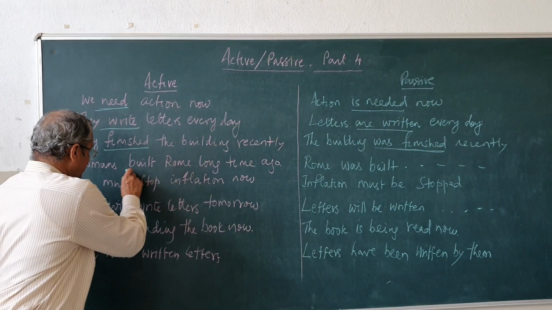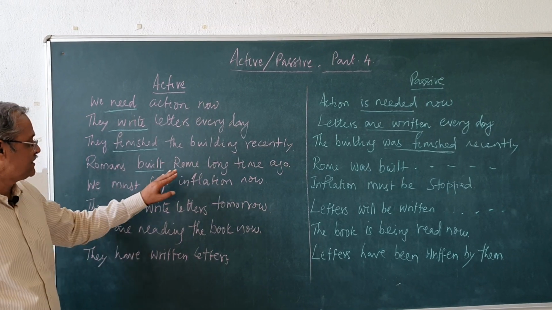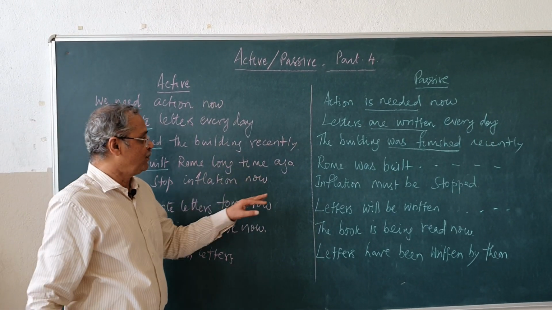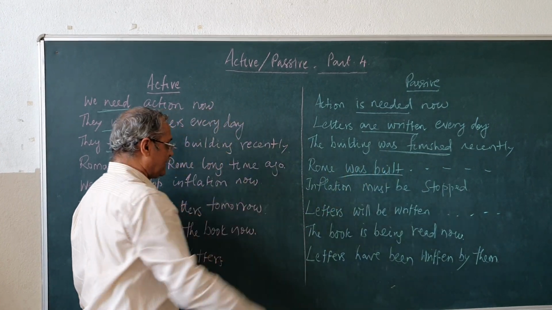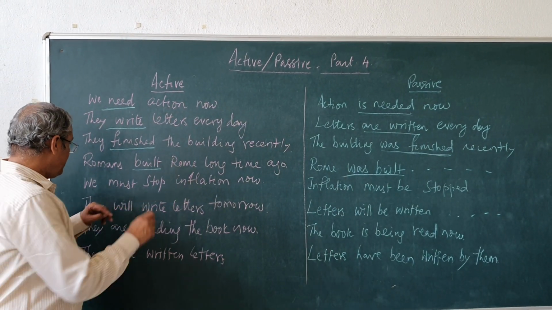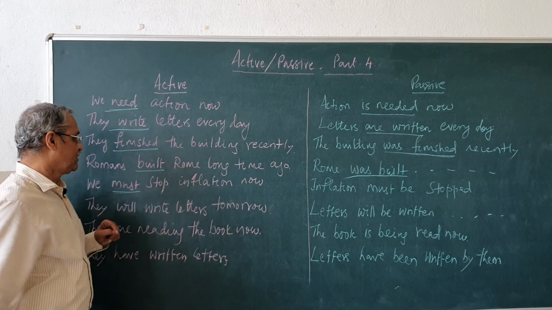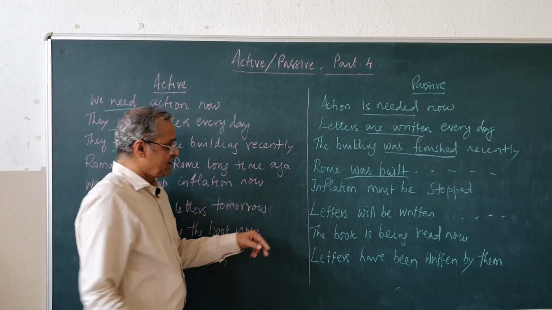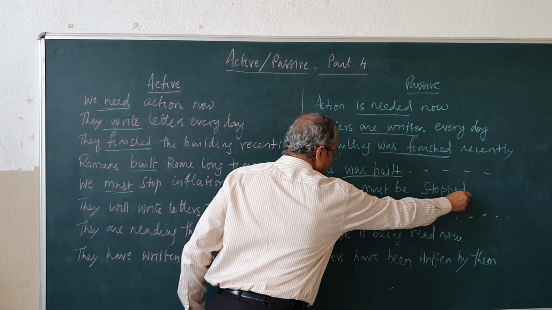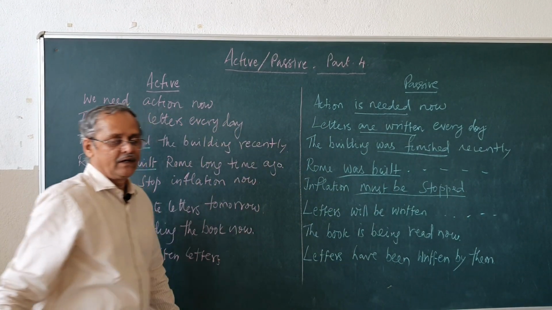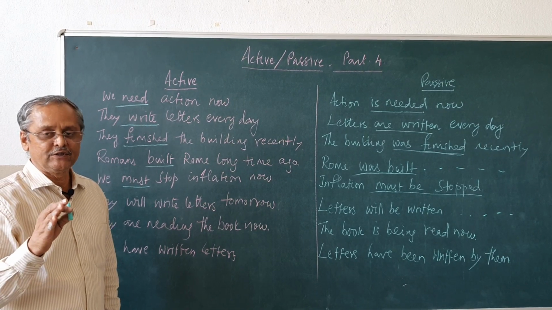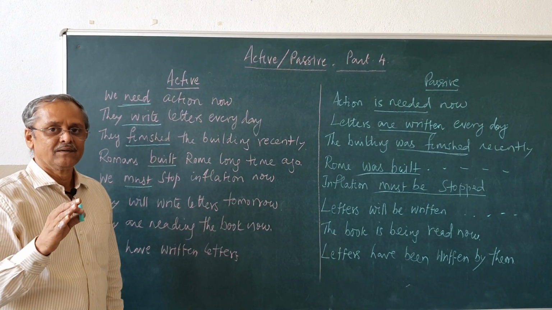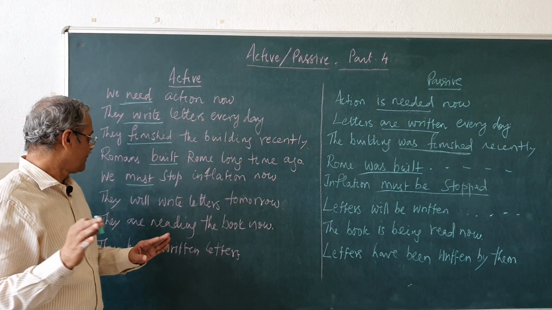Romans built, again simple past tense. Romans built Rome long time ago. Rome was built long time ago by Romans. We must stop inflation now. Inflation must be stopped. Must stop, must be stopped. Can be, will be, shall be, could be, like that.